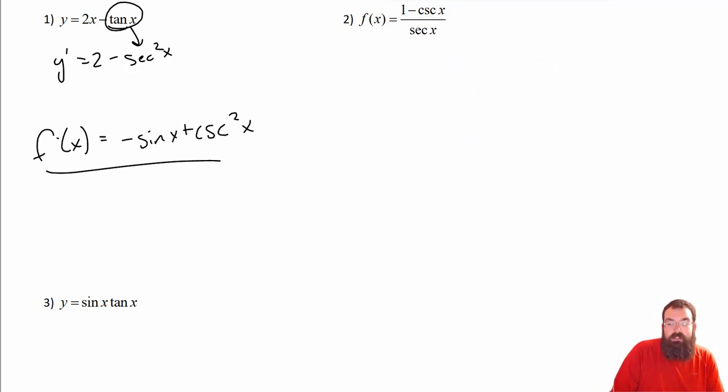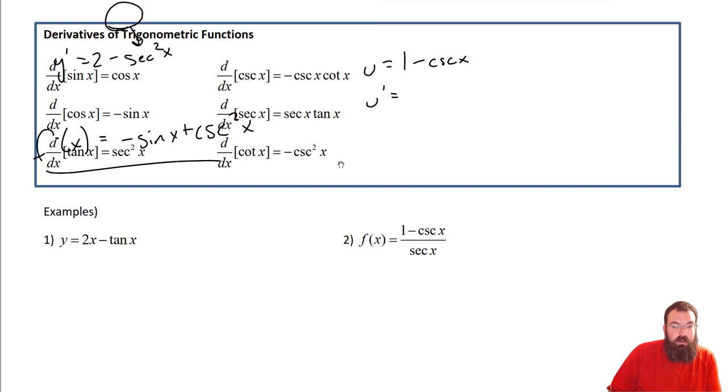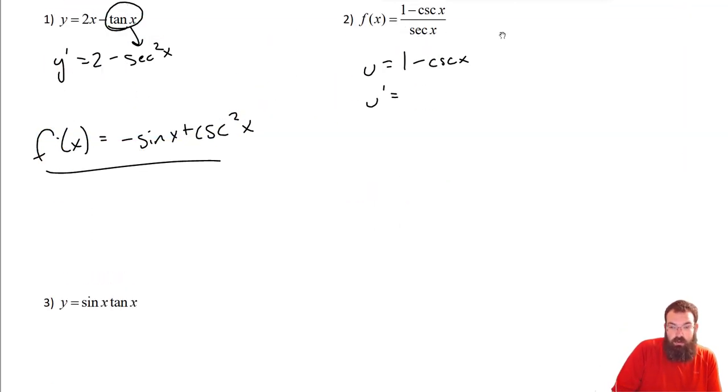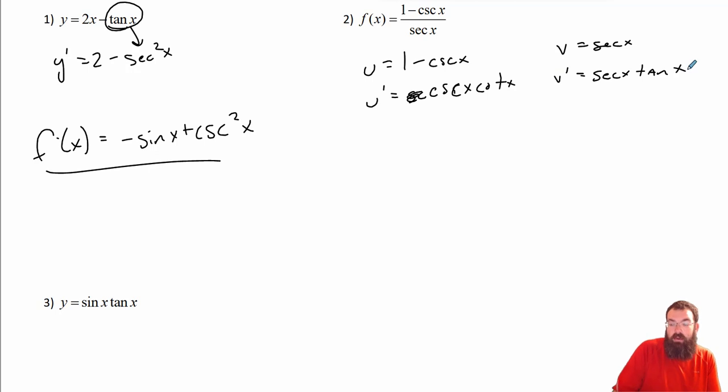Yeah. Okay, so if I do quotient rule, right, then u is 1 minus cosecant x. U prime, that's just 0. Cosecant, what does cosecant go to? Cosecant goes to negative cosecant cotangent. Okay, so negative and negative makes positive, so this would be cosecant cotangent, and then v is secant, and then v prime is secant tan. I remember that one, right?